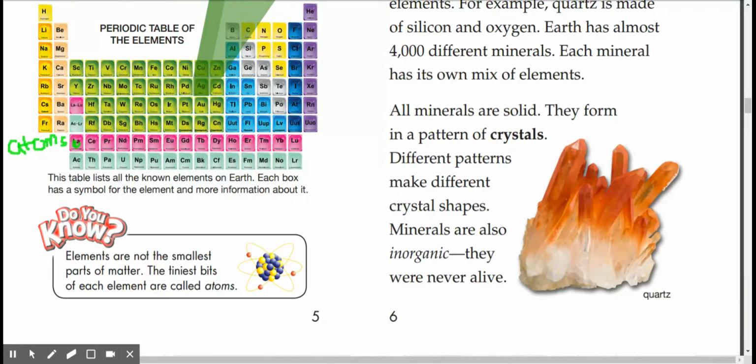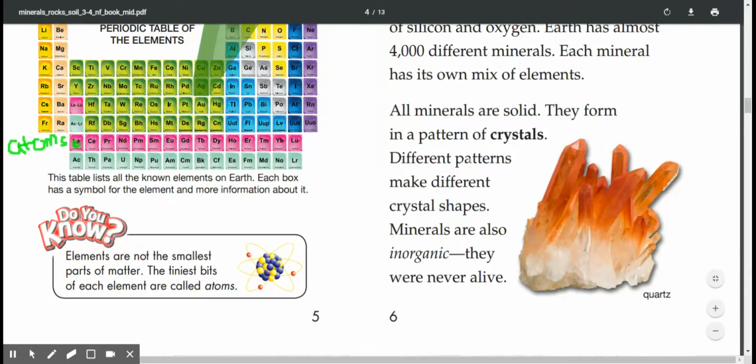They don't melt and flow. They're not a gas, which doesn't have shape. So they're solid, like a tabletop. In fact, some of them make up tabletops. They form in patterns called crystals. Different patterns make different crystal shapes.